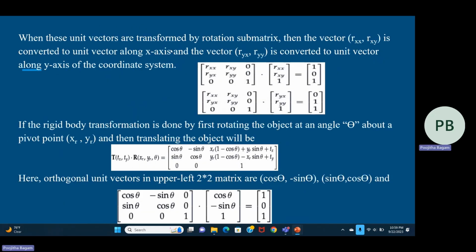When these unit vectors are transformed by the rotation submatrix, then the vector Rxx, Rxy is converted to a unit vector along the x-axis, and the vector Ryx, Ryy is converted to a unit vector along the y-axis of the coordinate system. And if the rigid body transformation is done by first rotating the object at an angle theta about a pivot point xr, yr, and then translating, the object will be represented as shown here.